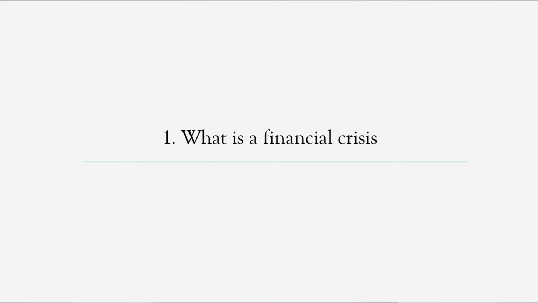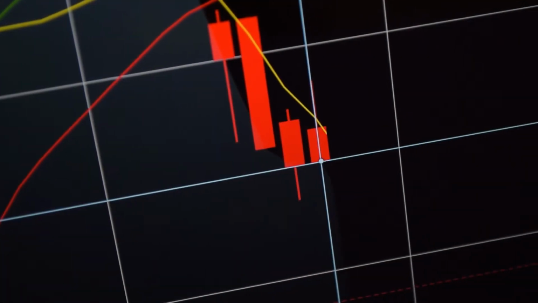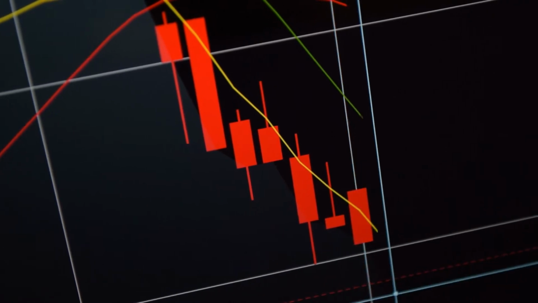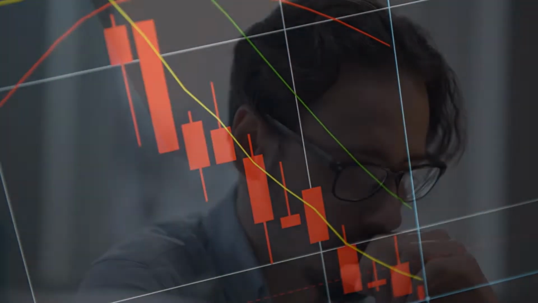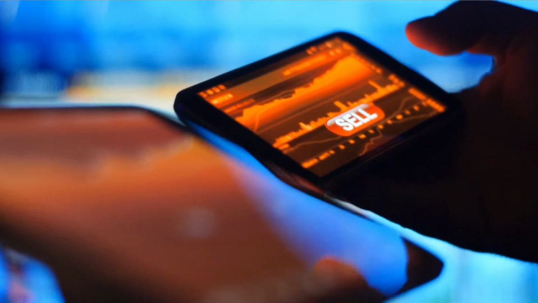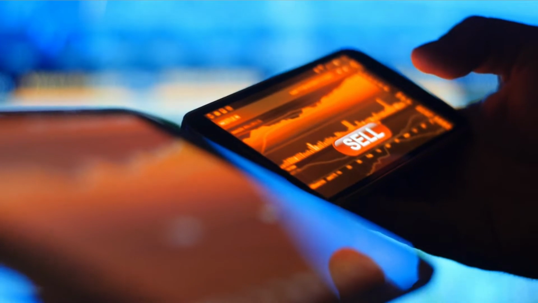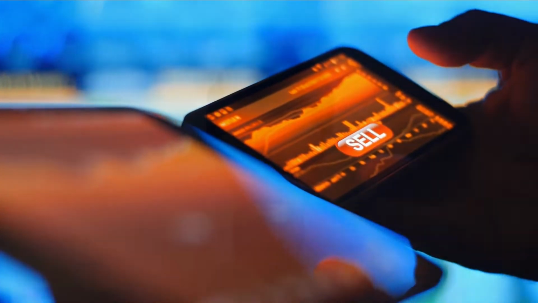What is a financial crisis? A financial crisis occurs when the financial instruments and assets like your stocks, bonds, and real estate decrease significantly in value. A financial crisis is often associated with widespread panic, during which investors sell off their assets because they fear that the value of those assets will continue to drop if they remain invested.